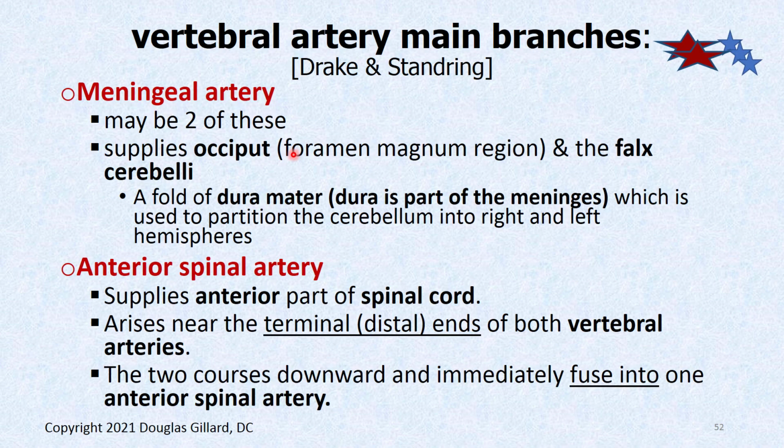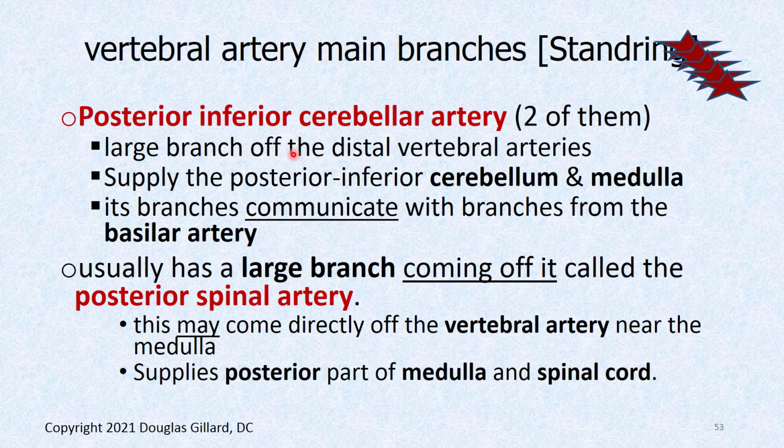Branches, this is from spinal anatomy. It's good. You got your boards coming up. We should remember these. There are usually 2 meningeal branches that supply the occiput and falx cerebelli. There is an anterior spinal artery that supplies the anterior portion of the spinal cord and the medulla. There's also a posterior inferior cerebellar artery, which supplies the posterior inferior cerebellum and the medulla as well. It communicates with the basilar arteries, and it usually has a large branch coming off it posteriorly, off the posterior inferior cerebellar artery.